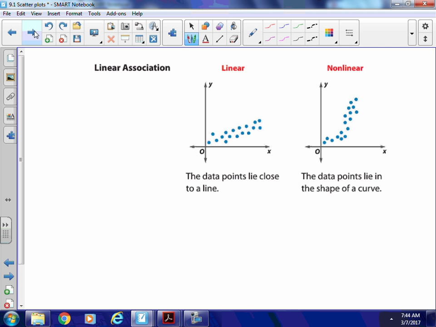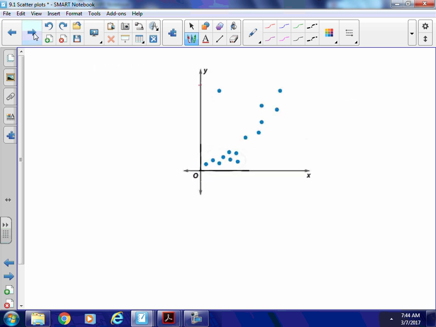Linear association. After we look at whether it looks uphill or downhill, we can decide if it looks linear. Notice in this first graph, the data lie close to a line. We could say that that's linear. And in the second set, it's not quite linear. It's more of a curved shape. So it's nonlinear. Now let's look at this graph here. And that does appear to be linear.